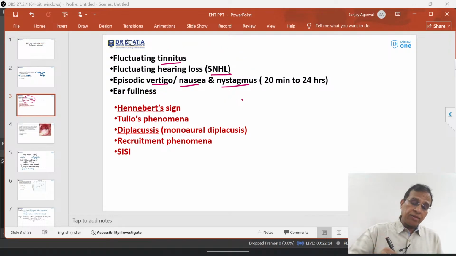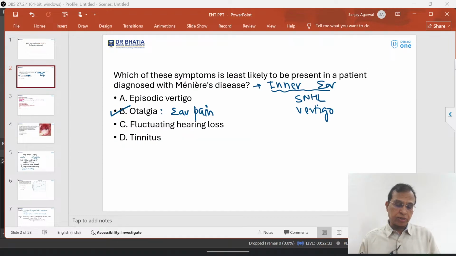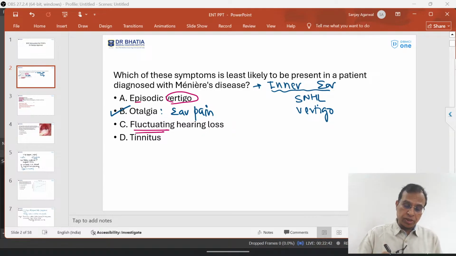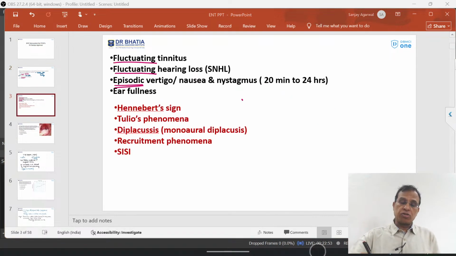The main thing that can differentiate Meniere's from any other inner ear disease is this word called fluctuating. Meniere's is the only disease which has fluctuating hearing loss and fluctuating tinnitus, and episodic vertigo. So if you go back to this question, they are not only saying this patient has vertigo and hearing loss, they are also telling you that the hearing loss is fluctuating and the vertigo is episodic. So this is definitely a Meniere's disease patient. And these are the special features or signs of Meniere's disease.